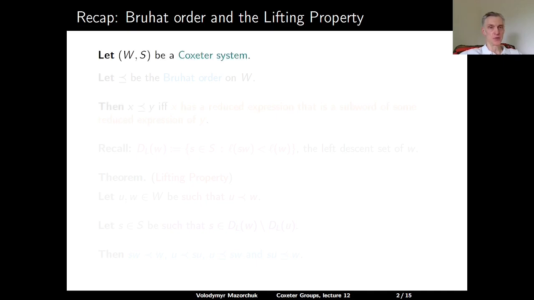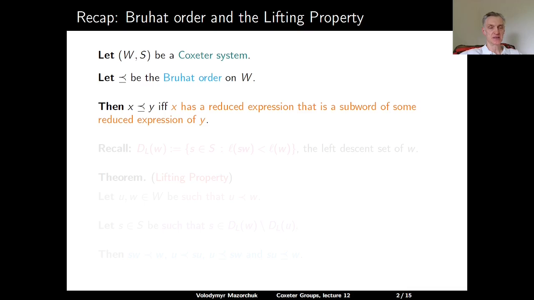So let (W, S) be a Coxeter system, and let less than or equal to in this form denote the Bruhat order on W. So this means the following. An element x is Bruhat less than or equal to some other element y if and only if x has a reduced expression that is a subword of some reduced expression of y.